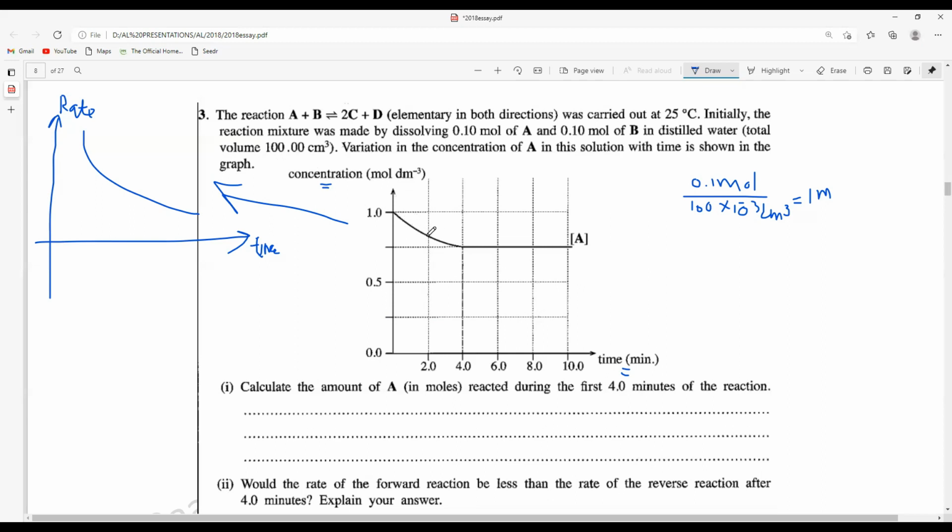You see here the concentration drops, and at the end of 4 minutes there is no change in the concentration of A, which should give you the idea that at the end of 4 minutes this reaction has become equilibrated. That means equilibrium is achieved after 4 minutes, because at equilibrium the rate of the forward reaction and the rate of the backward reaction become equal, and there is no change in concentration. After 4 minutes the concentration is in between 0.5 and 1, around 0.75 based on the scale given.